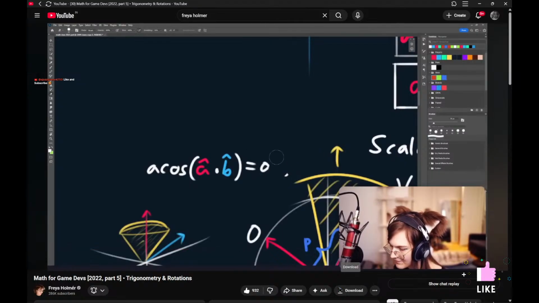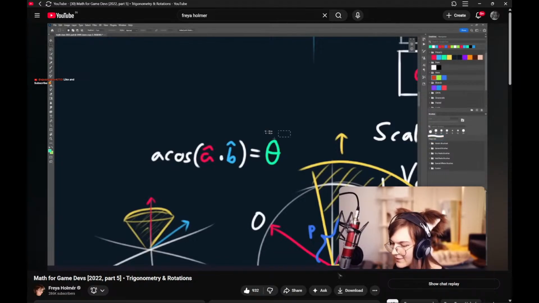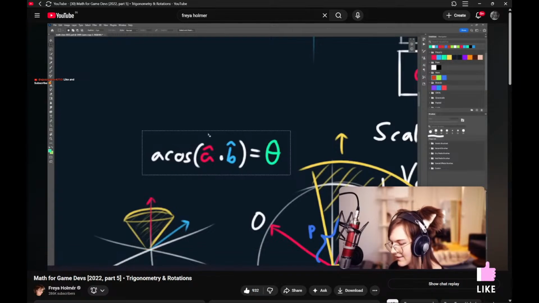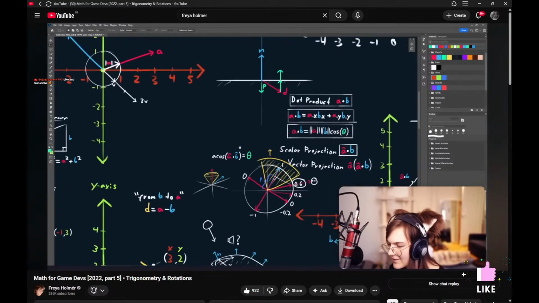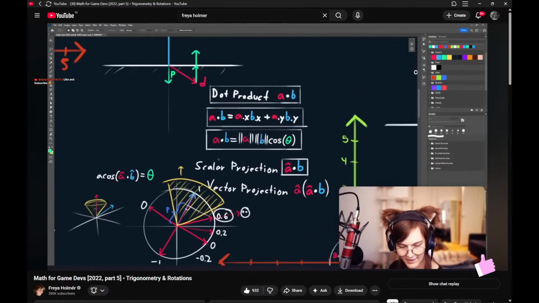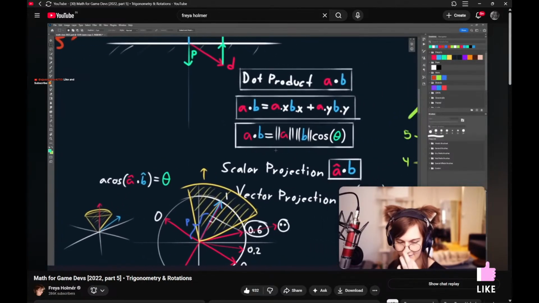So we can erase that, and we have our angle theta. This is a very classic use case of the dot product, just to get the angle between two normalized vectors, which I think is kind of cute that you can do that. Okay, did that make sense? Yeah, I hope it did.